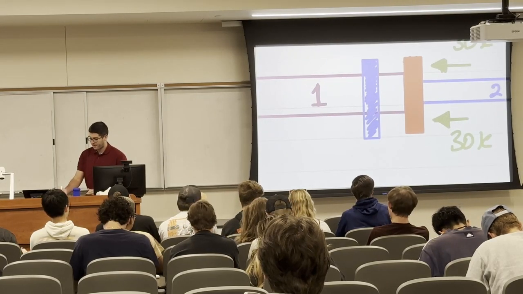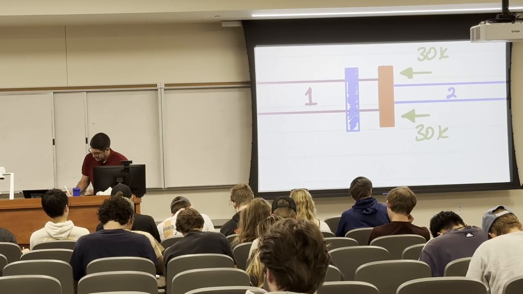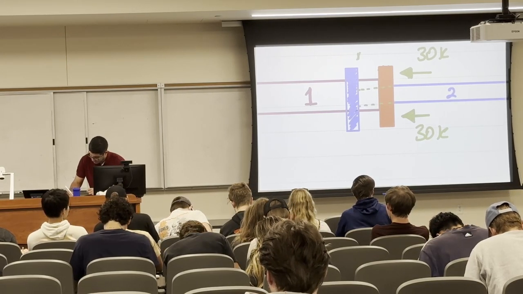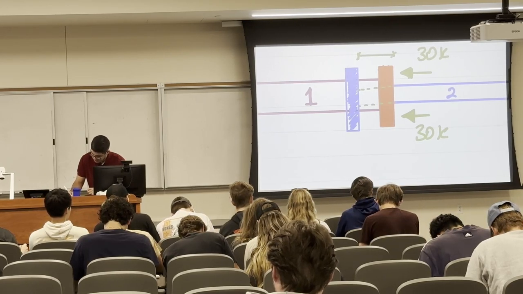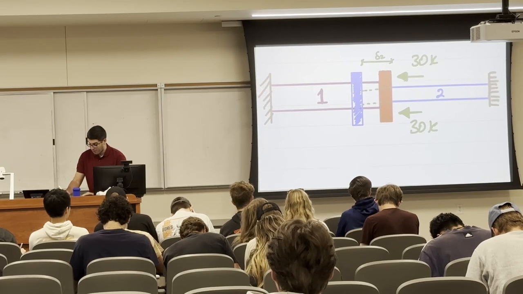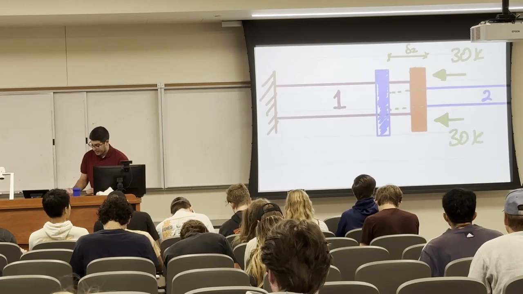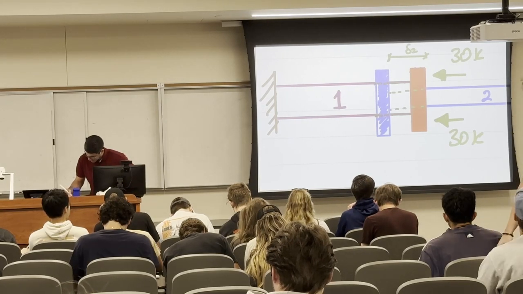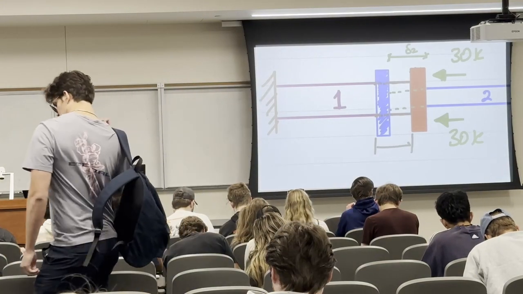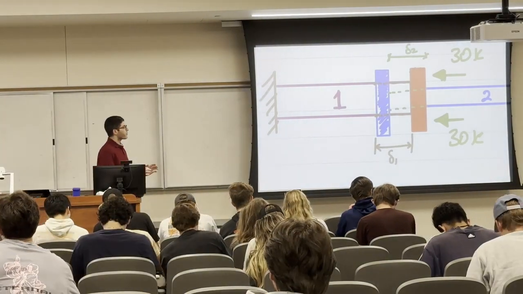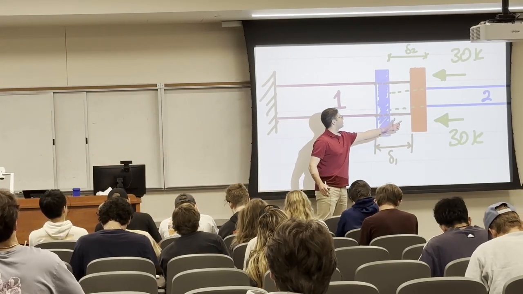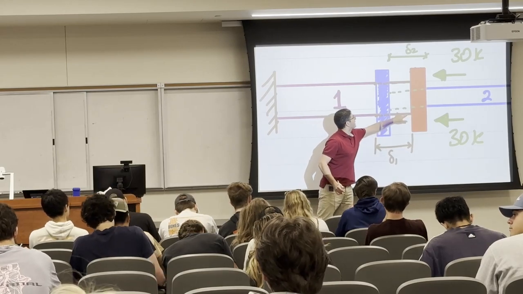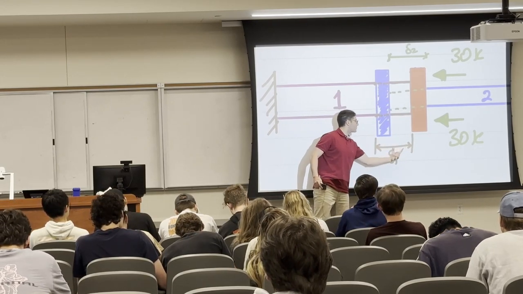Okay? So what happened here? Member two elongated by this much, right? So let me call this delta two. Now, what happened to member one? It shortened by this amount, right? And this amount, I will call delta one. Do you all agree with me? So member two, due to the movement of that plate, elongated by that much because the plate is attached to both member one and member two. So member two elongated by delta two, member one shortened by delta one.